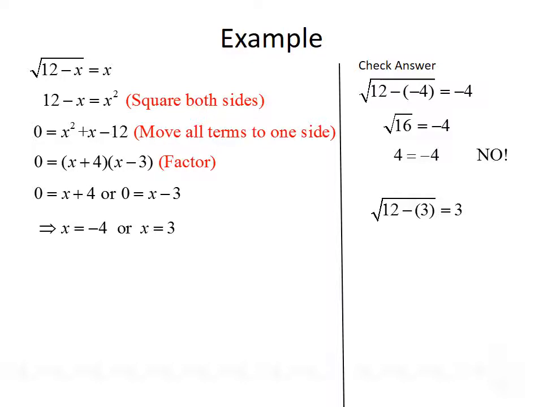We can plug in 3 to check if it is a true solution, so the square root of 12 minus 3 equals 3. Simplifying under the radical, 12 minus 3 is 9, so the square root of 9 equals 3. And the square root of 9 does equal 3, so this verifies that x equals 3 is a solution.